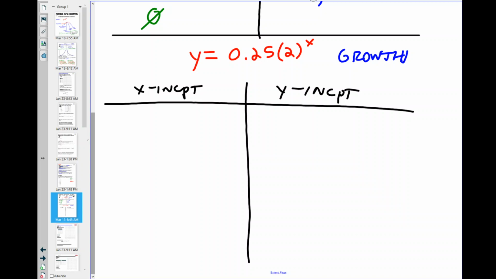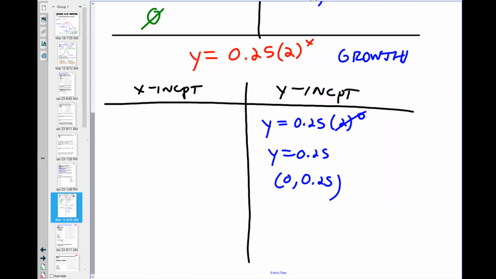How do we find the y-intercept? Put a 0 in for the x, but as you saw before, anything to the 0 power is just 1. So you end up with just the value of a. Yeah, that's what I said the last time.